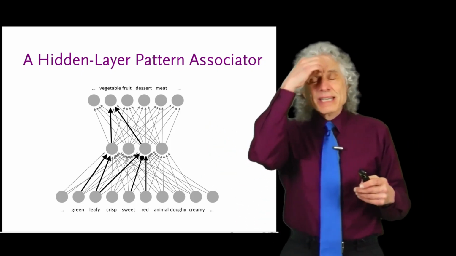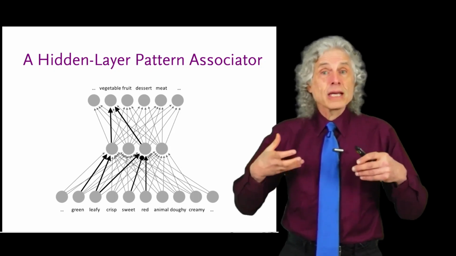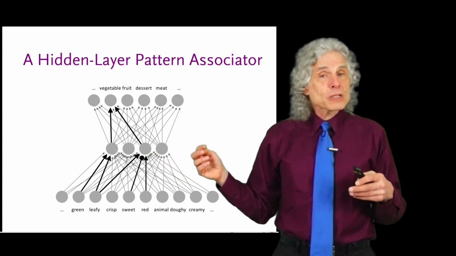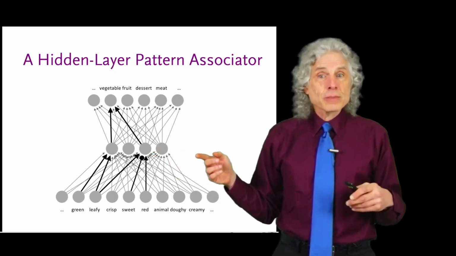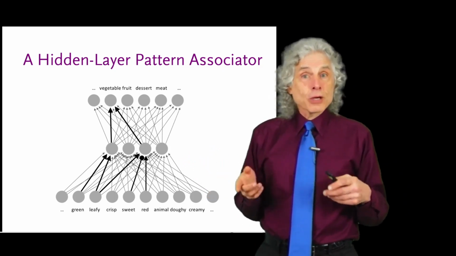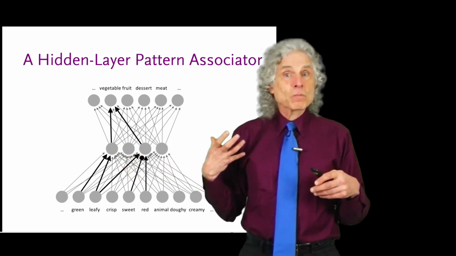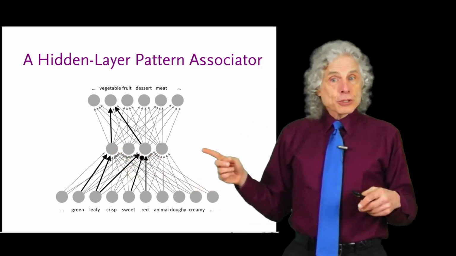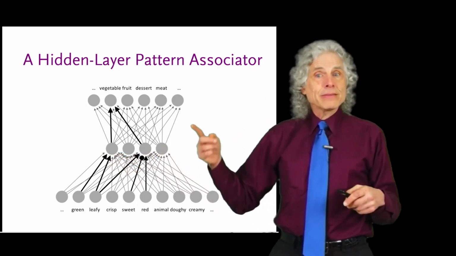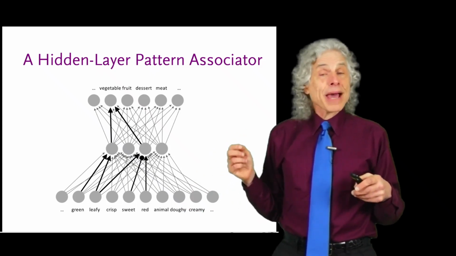Well, you might say you need some kind of intermediate representation that would stand for different subcategories of vegetable, maybe one of them for tubers, like potatoes and turnips, another one for cucurbits or fruits like cucumbers and squash, still another one for things like tomatoes. And you could do that by having an intermediate level called a hidden layer, and a three-layer network can be called a hidden layer pattern associator.